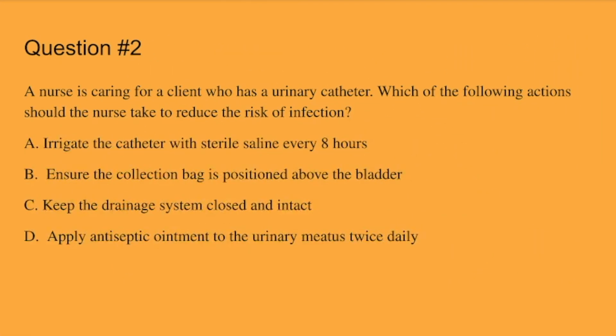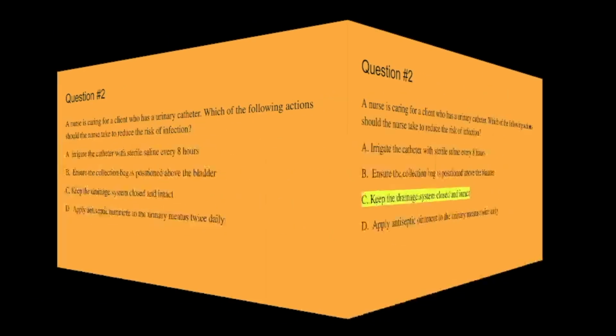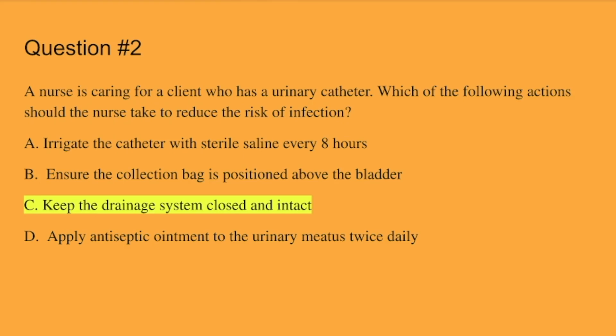Question 2. A nurse is caring for a client who has a urinary catheter. Which of the following actions should the nurse take to reduce the risk of infection? The correct answer here is C. Keep the drainage system closed and intact. That closed system keeps the bacteria out.